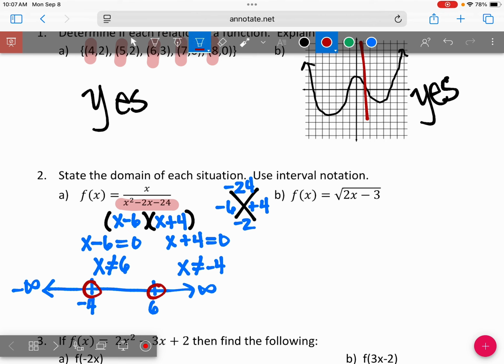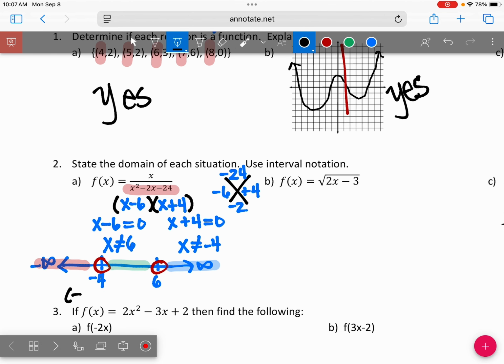So when I write my interval, there's 3 intervals that I need to write. So my domain for question A is negative infinity to negative 4, and then my middle union for negative 4 to 6, union, and 6 to infinity. Notice that I don't have any hard brackets. If you use a hard bracket, that means that we can use the values that I'm trying to take out. And we can't. This would be my domain.